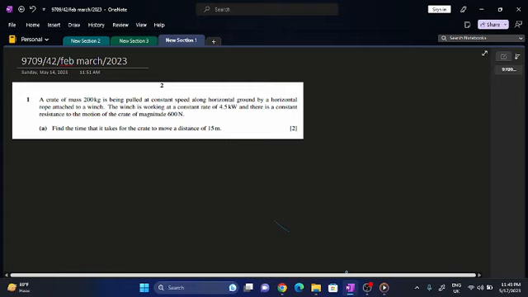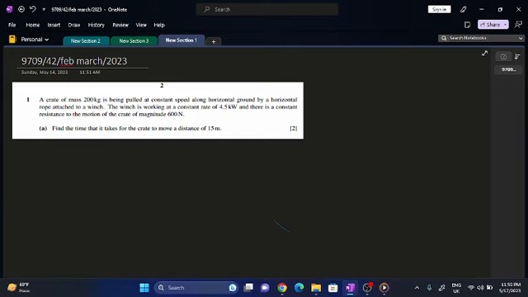The question number 1 is: a carrot of mass 200 kg is being pulled at constant speed along horizontal ground by a horizontal rope attached to a winch. The winch is working at a constant rate of 4.5 kilowatts, and there is a constant resistance to the motion of the carrot of magnitude 600 Newton. Find the time that is taken for the carrot to move a distance of 15 meters.